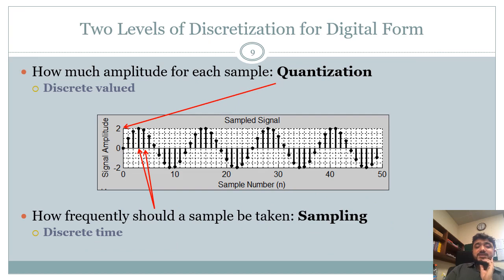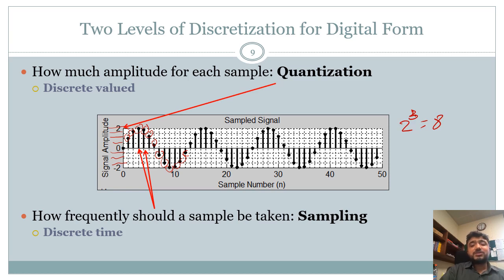All right, so as we said, there are two levels of discretization for the digital form. One is how much amplitude for each sample. We want to convert these values into digital form. So we're going to define, for example, the number of bits that we're going to use for this, and then divide this whole range into levels. Everything would then basically just match the levels. For example, if you want to represent the signal using 8 levels, that means you're using a 3-bit representation. 2 raised to power 3 is 8.